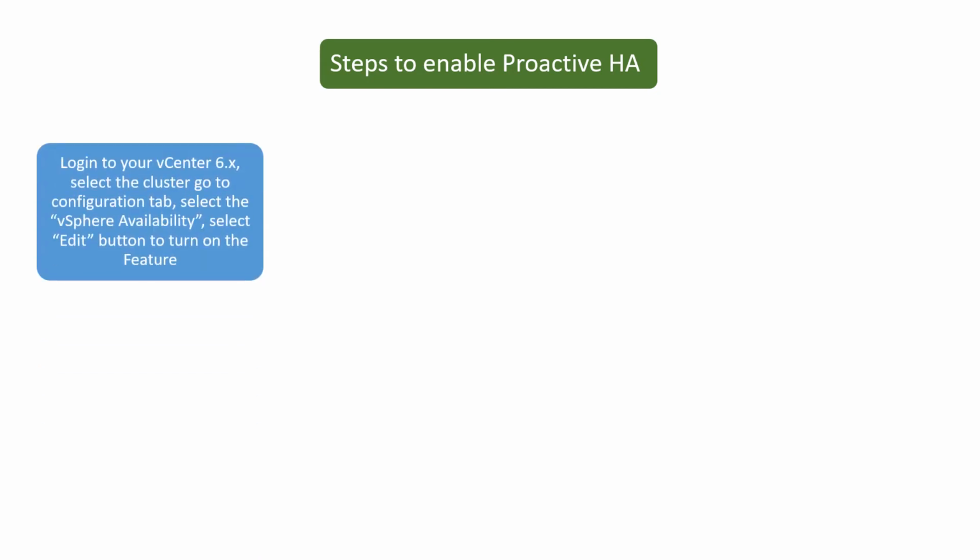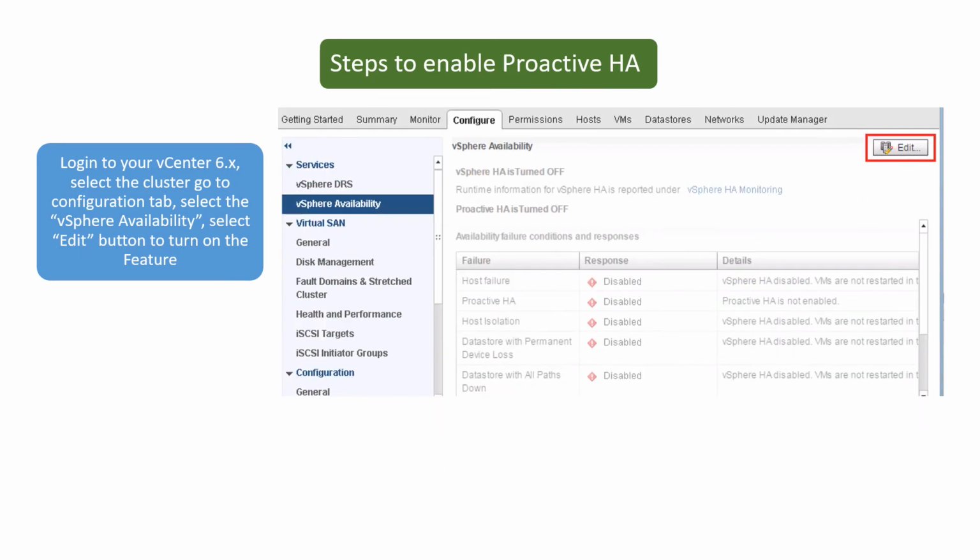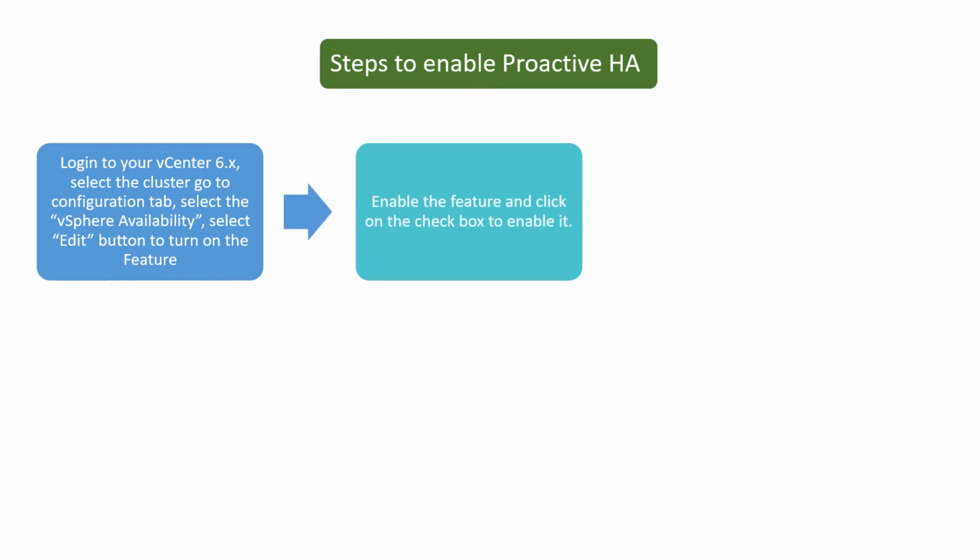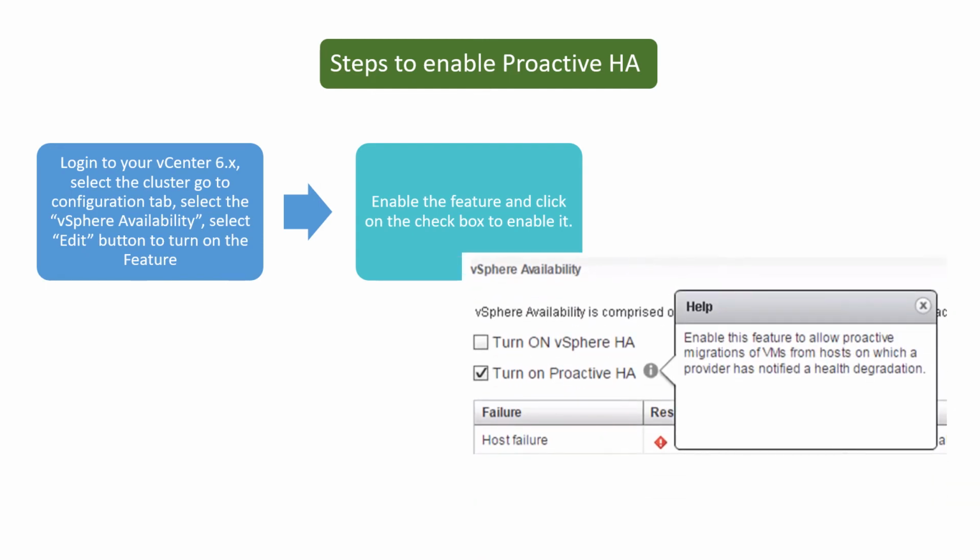To enable that, we need to log into the vCenter server, select the cluster, go to the Configure tab, then vSphere Availability, and select the Edit button to turn on the feature. To enable it, click on the checkbox. We have two checkboxes available: one is for turning on vSphere HA and the next one is for turning on proactive HA.